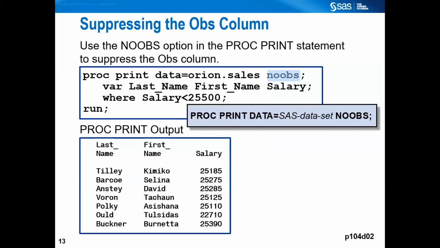And if you want to suppress the observation column from your result, you use the NOOBS option in PROC PRINT. So this is the no observations column. You will not see any observation column in your report, which was the default output in your PROC PRINT.